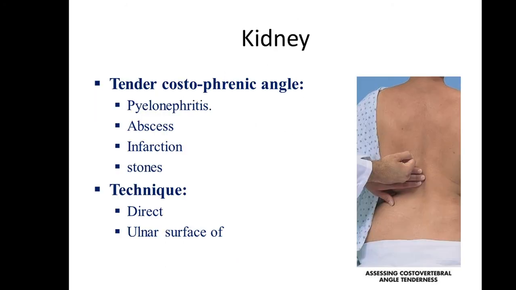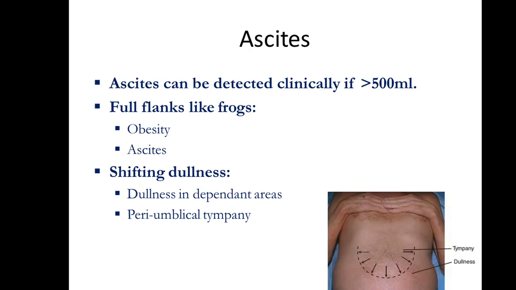Kidney. For kidney percussion, we do not use striking. We do not use exactly percussion. We can hit by our hand and we can detect the tender costophrenic angle. It may occur in pyelonephritis, in abscesses, in infarction, or in any stone formation, and we can use direct striking or direct percussion, and use the ulnar surface of the hand.